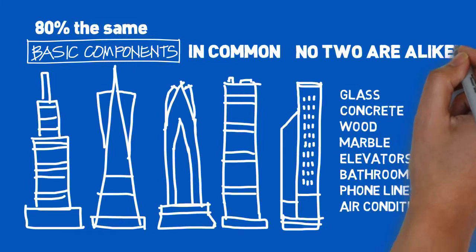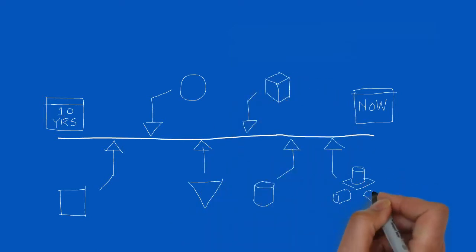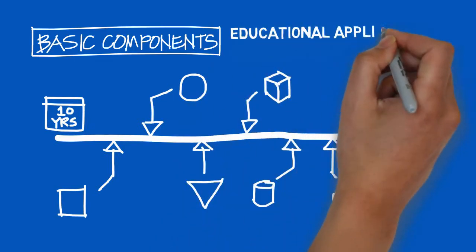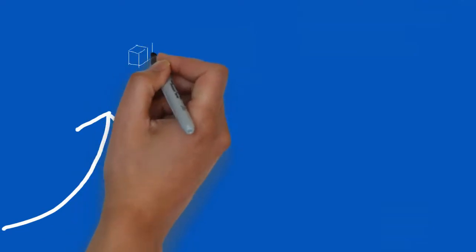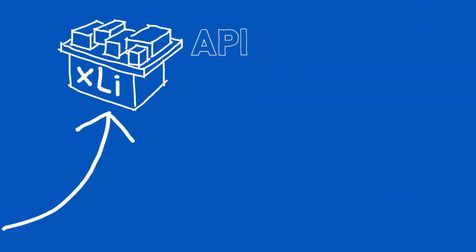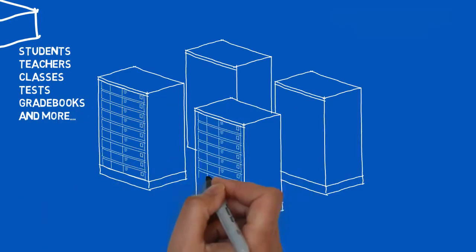No two are alike. Here at Agilix, we've had 10 years' experience architecting and implementing learning solutions, and this has taught us a lot about the basic components which go into creating just about all educational applications and platforms. So we created XLI, which is a full-featured collection of software components, which are called APIs by programmers. XLI also consists of many huge and powerful servers, which safely store and manage all the students, teachers, classes, texts, gradebooks, and much more for all the applications which connect to it.